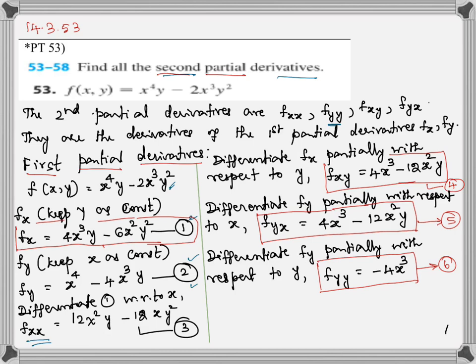In the next video, I'll be showing you a result on Clairaut's theorem. We can prove that Clairaut's theorem holds for a function, which is about, again, second partial derivatives. Hope this video helps.